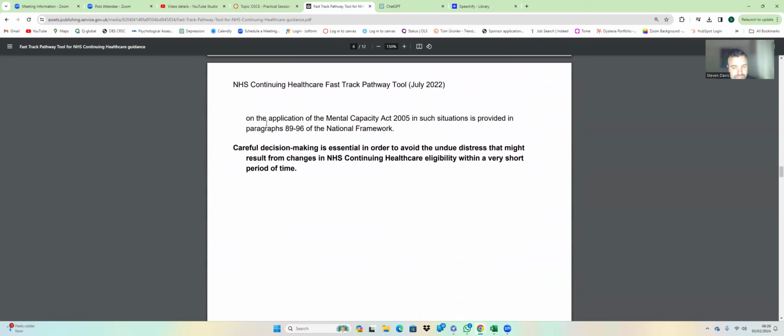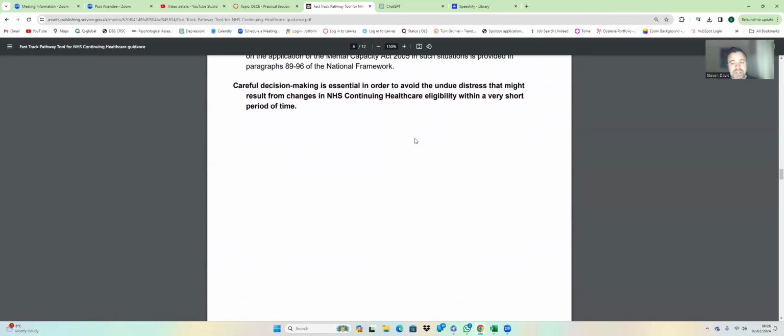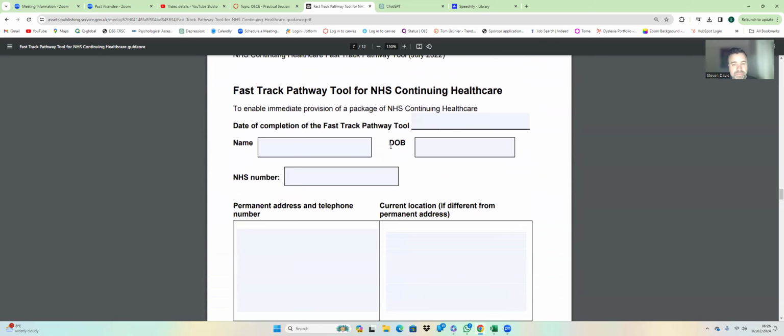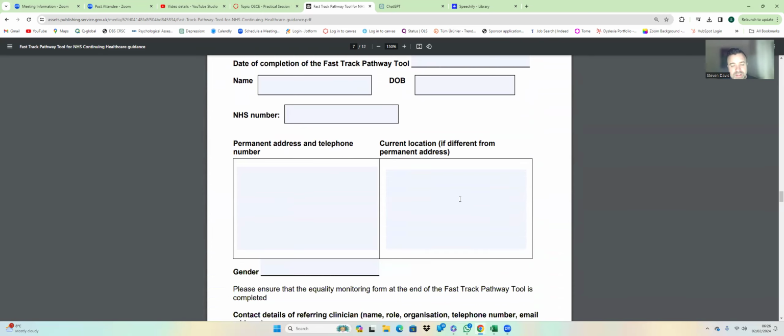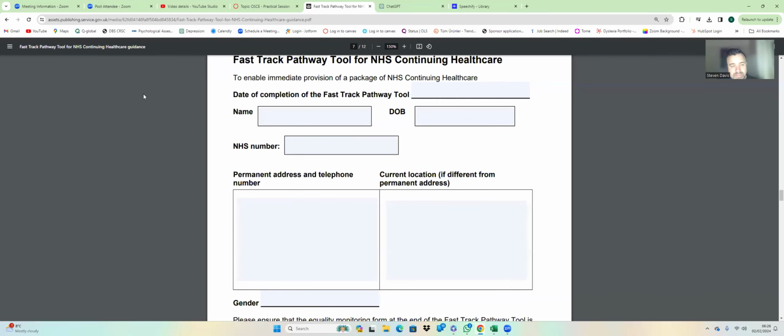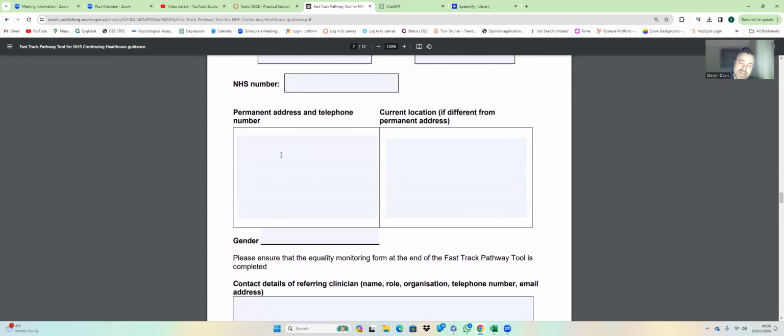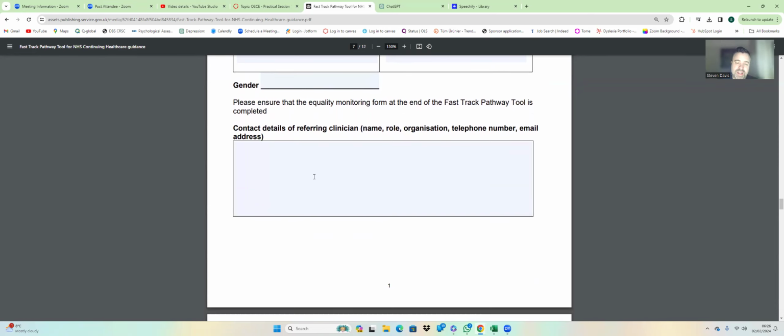So careful decision making is essential in order to avoid undue distress that might result in changes in NHS continuing healthcare eligibility within a very short period of time. So let's have a look at the tool. So again, same as before, we have our name, date of birth, date that it's completed, the NHS number, their address, their gender, and then contact details of the referring clinicians.